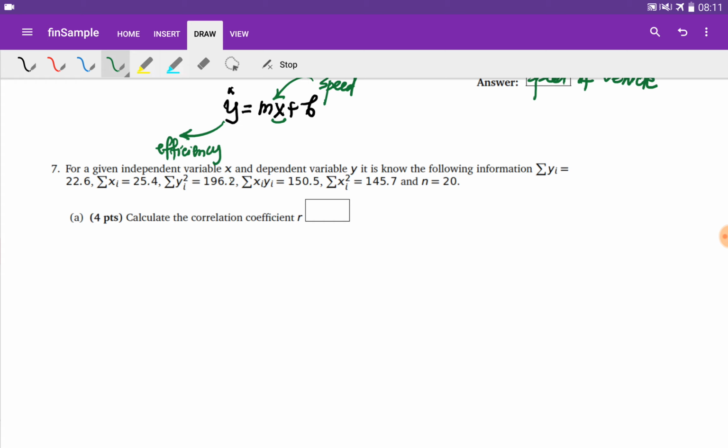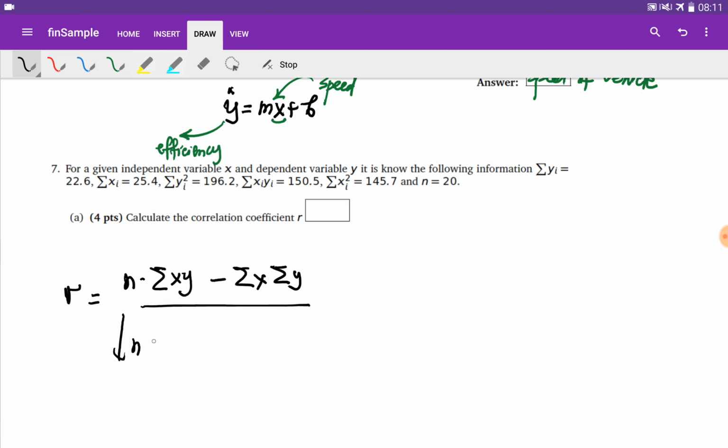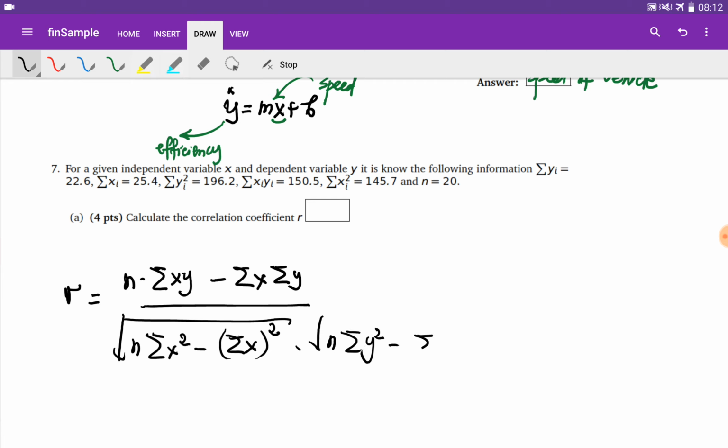For a given independent variable x and dependent variable y, the following information is known. We need to find the correlation coefficient, and we're just going to use the formula for this. R is equal to n multiplied by the sum of xy, minus the sum of x times the sum of y, divided by the square root of n multiplied by the sum of x squared, minus the sum of x squared, multiplied by the square root of n multiplied by the sum of y squared, minus the sum of y squared. So we're given all the ingredients here, right? So let's put everything together.